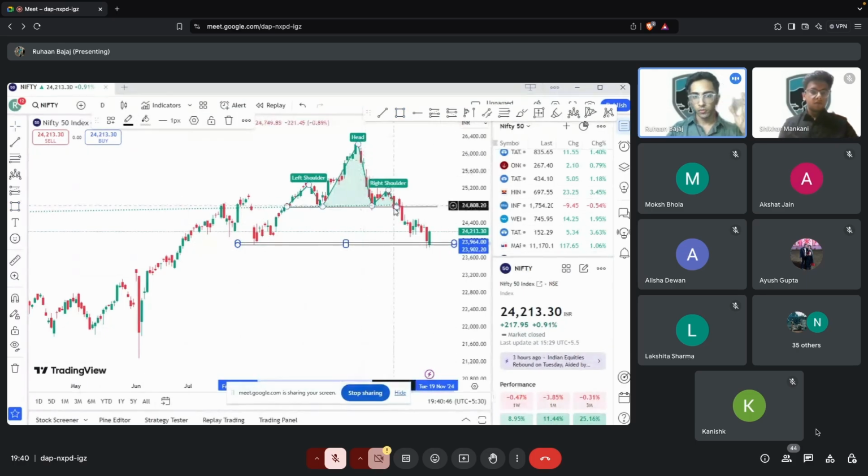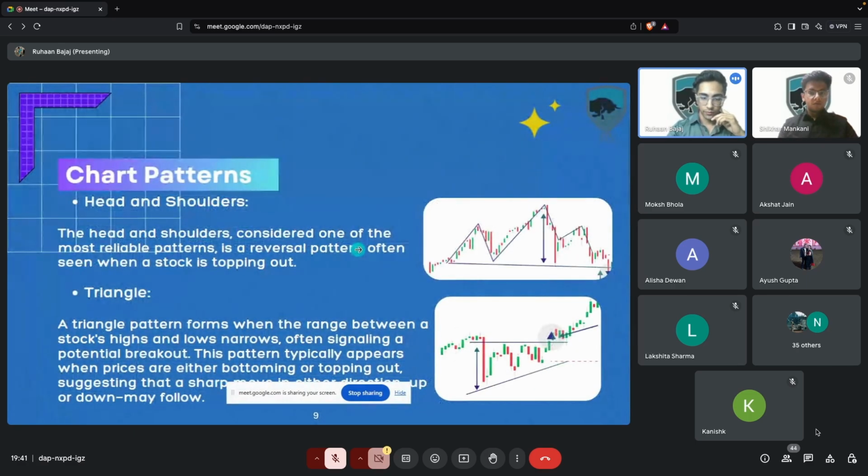And to give an example of how a support plays out here is this. The market had a reversal from here, and now again, after this beautiful pattern, it came down just to give a great 217 point, almost a 1% up move, exactly from the same point. This is how supports play their role.